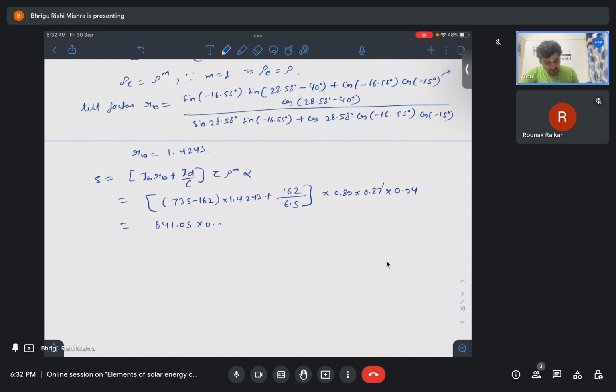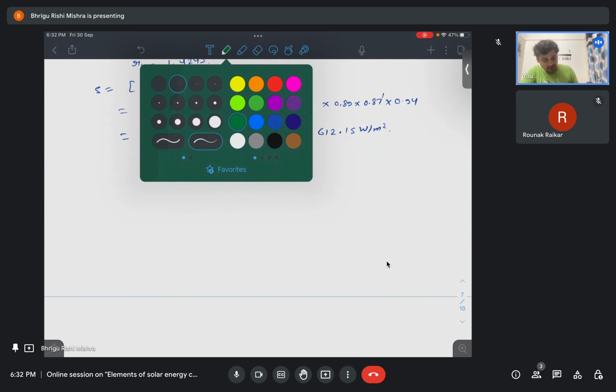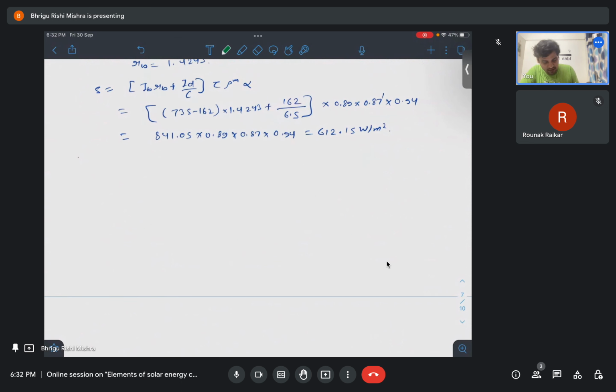so this gives 841.05 into 0.89 into 0.87 into 0.94, and this is 612.15 watt per meter square. So this is the S value which we got. Now we will calculate the useful heat gain rate, okay, that means QU.